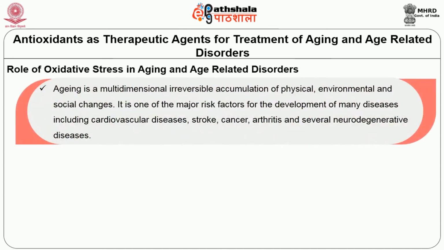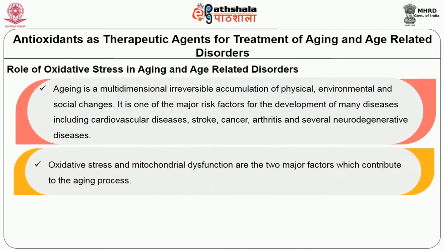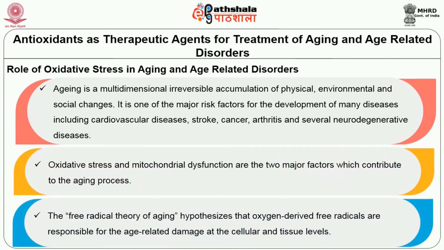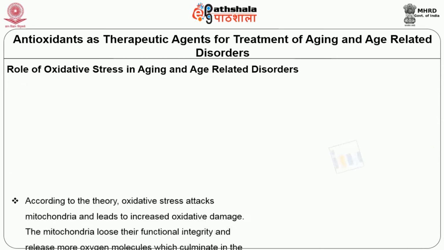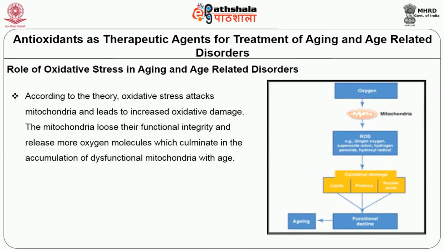Aging is a multidimensional, irreversible accumulation of physical, environmental, and social changes. It is one of the major risk factors for the development of many diseases including cardiovascular diseases, stroke, cancer, arthritis, and several neurodegenerative diseases. Oxidative stress and mitochondrial dysfunction are the two major factors which contribute to the aging process. The free radical theory of aging hypothesizes that oxygen-derived free radicals are responsible for age-related damage at the cellular and tissue levels. According to the theory, oxidative stress attacks mitochondria and leads to increased oxidative damage.